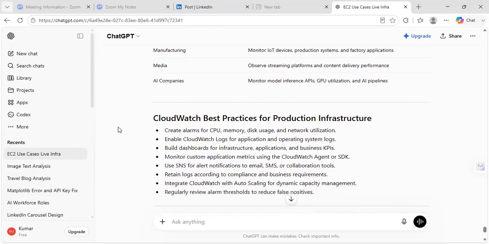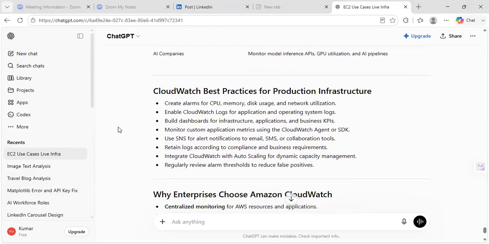So what are the best practices for production infrastructure with CloudWatch? Create alarms for CPU, memory, disk usage, and network utilization, because these are very important components for servers. Then enable CloudWatch logs for application and operating system logs. Build dashboards for infrastructure, applications, and business KPIs. Then monitor custom application metrics using CloudWatch Agent or SDK. Use SNS for alert notifications to email, SMS, and collaboration tools. All of these are integrated in each use case we discussed.